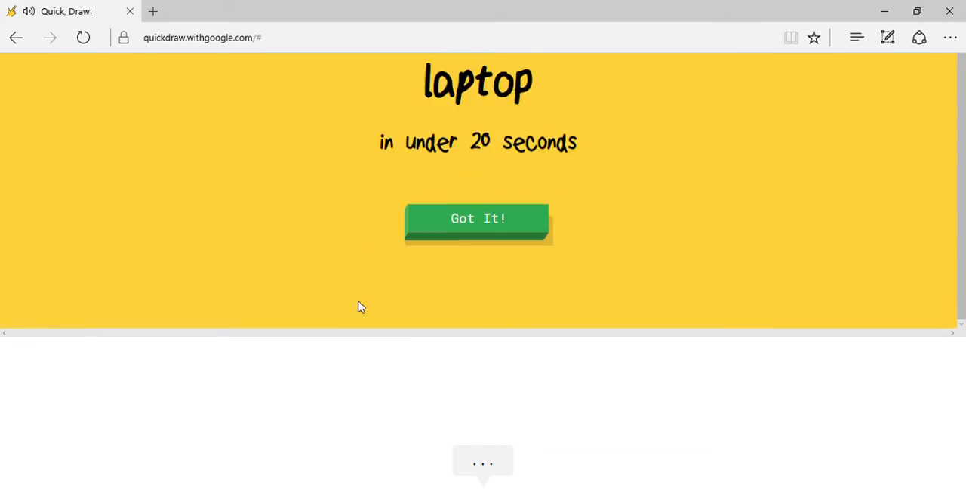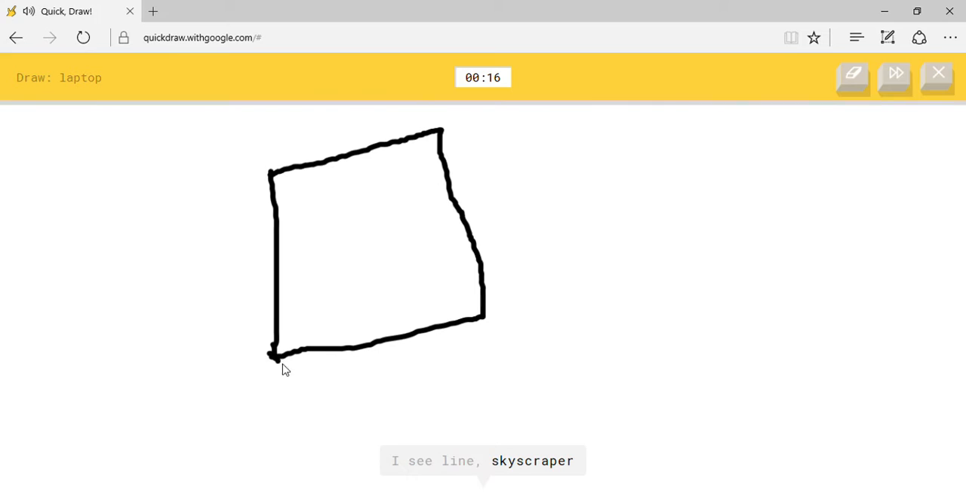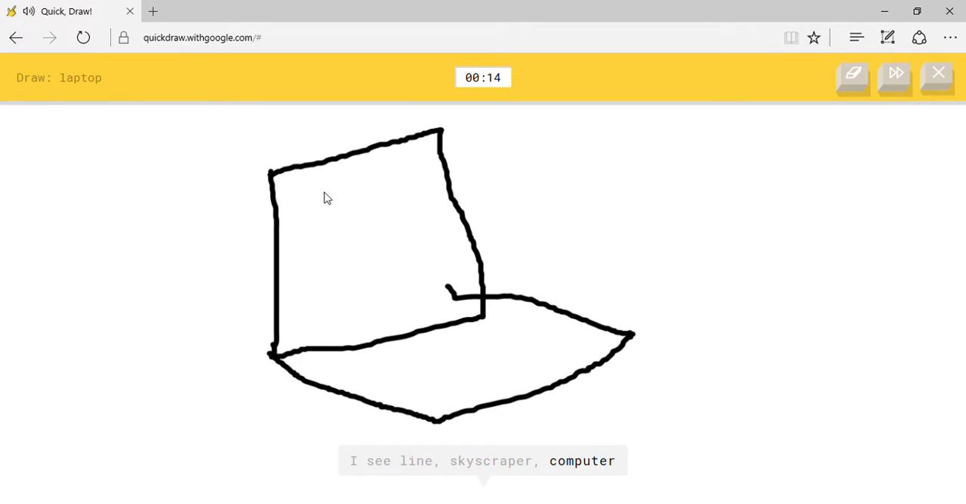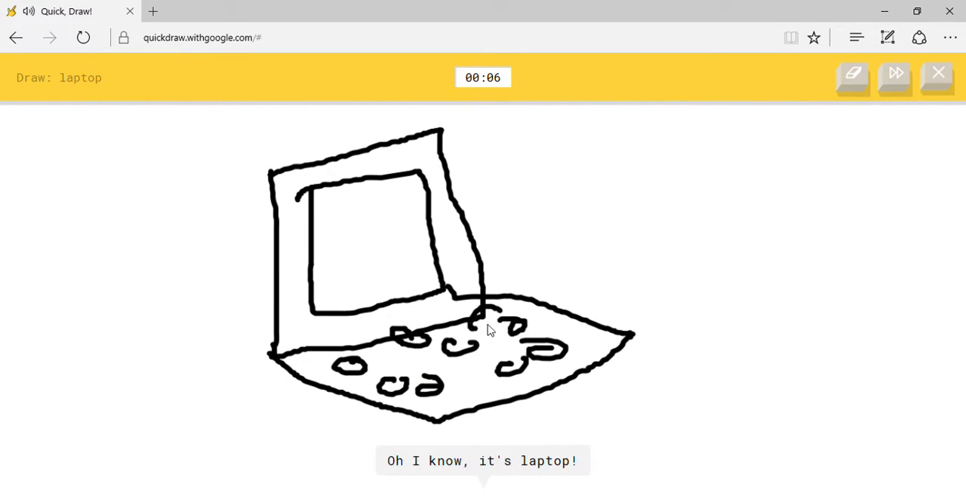That's so weird. Now let's draw the laptop. I see line, or skyscraper, or computer, or hat. I see toilet, or bulldozer. I see pizza. Oh, I know. It's laptop. Why did it take so long for you?